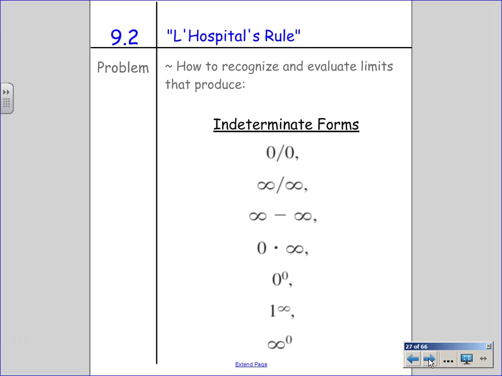All of those, if you get them, you don't know what it is, unless it's one of the special converging sequences that we just wrote about.